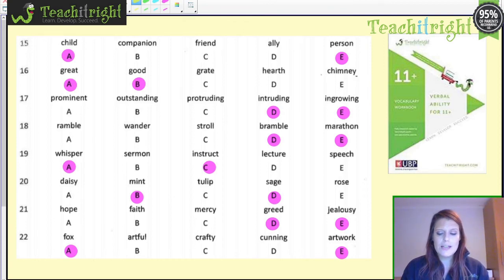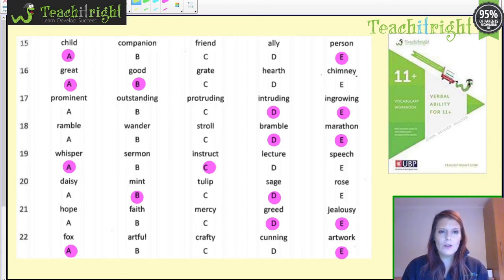16, great and good. Notice there's a homophone here. A great and C great. They sound exactly the same, but they have different meanings. So the spelling of C, great, relates to a part of a fireplace, as does hearth, as does chimney.